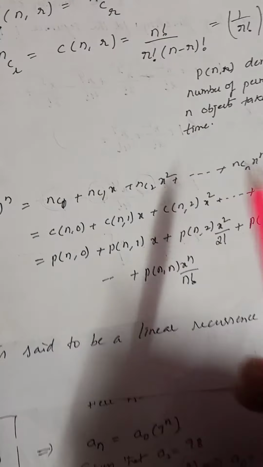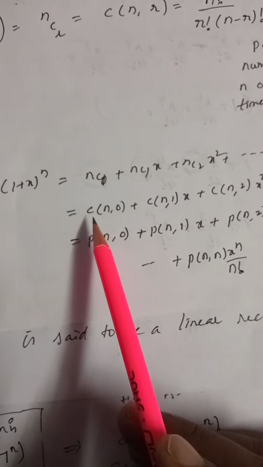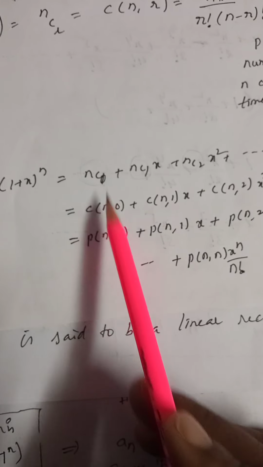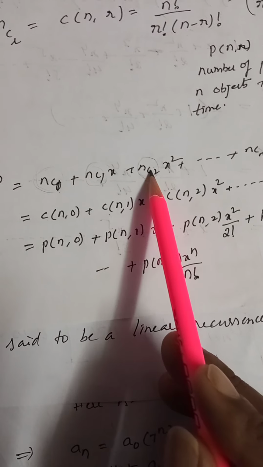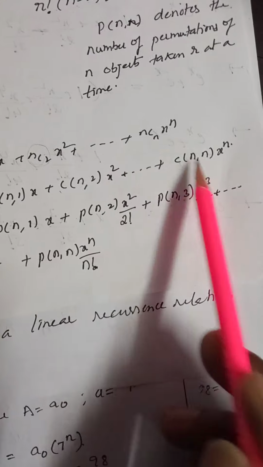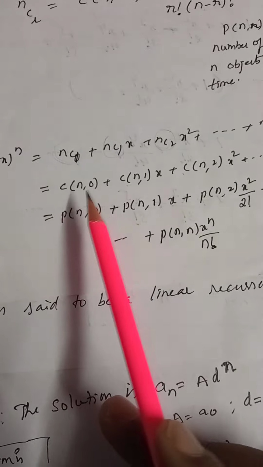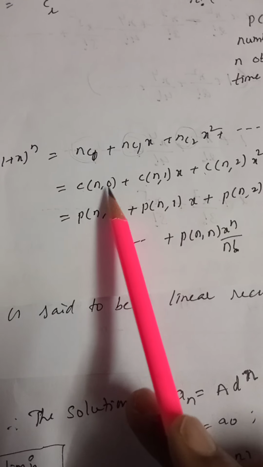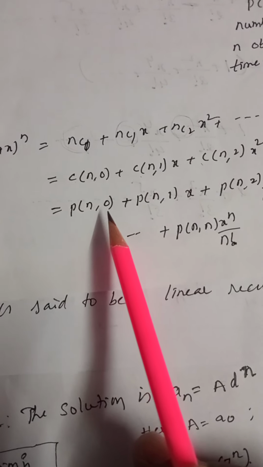Now a small difference is there. Now we are denoting this one by C(n, 0). This one can be denoted by C(n, 1), C(n, 2), and so on, C(n, n). These are the notations. Just now we discussed these notations, right? Now nC0 is nothing but P(n, 0).